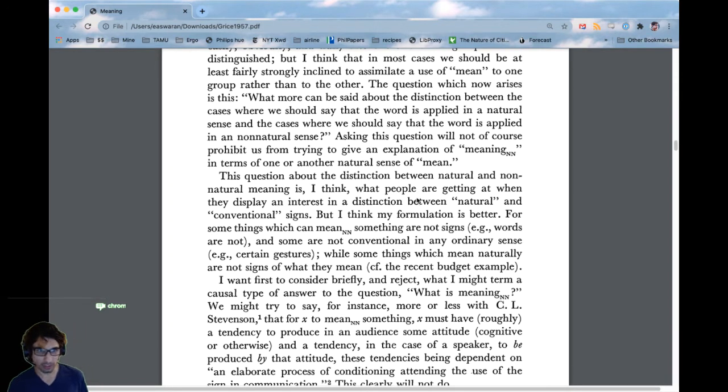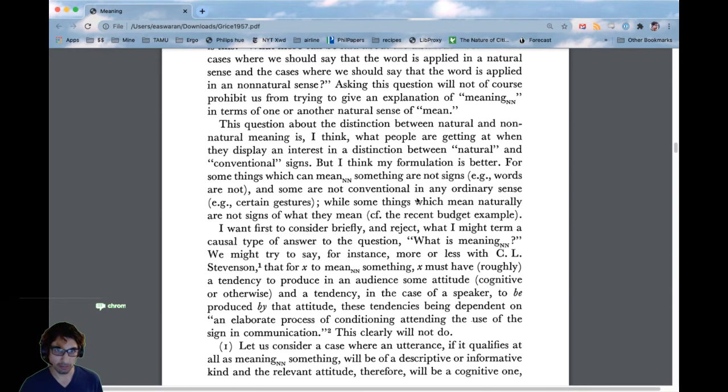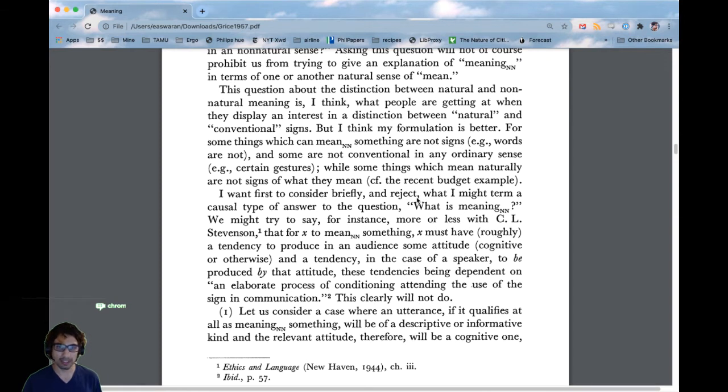Asking this question will not, of course, prohibit us from trying to give an explanation of meaning NN in terms of one or another natural sense of mean. This question about the distinction between non-natural and natural meaning is, I think, what people are getting at when they display an interest in a distinction between natural and conventional signs. This must have been a debate that was going around this time, but I think my formulation is better.